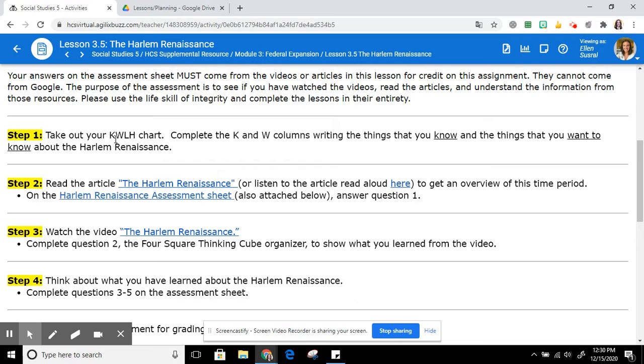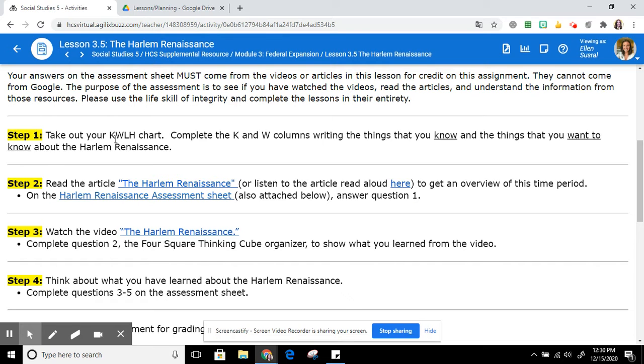Step 1, you're going to take out your KWLH chart. This is the same chart that you've been working in every lesson in Module 3. It started at the beginning with 3.1a, and it's carried on through each lesson in Module 3. You're going to continue to add to this chart. That's why the chart was 5 pages, and that's why I kind of encourage you to do this in your notebook. You're going to do that with each lesson, and at the end, you'll be turning it in.